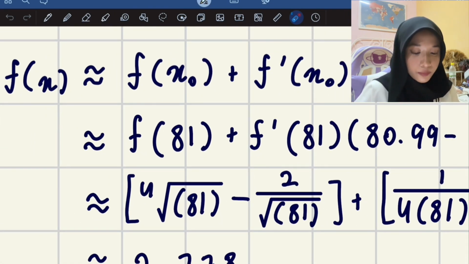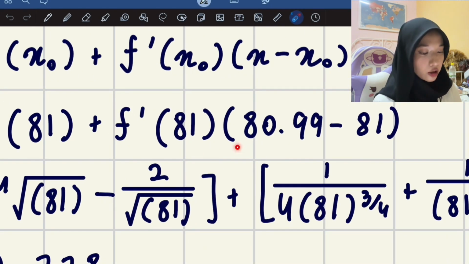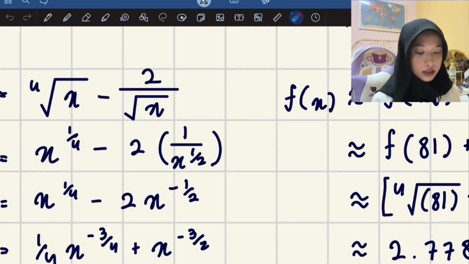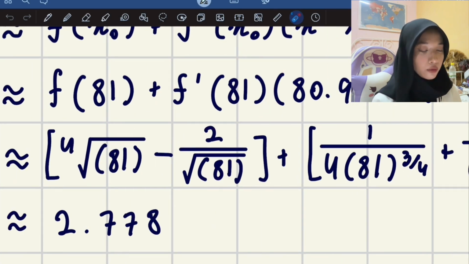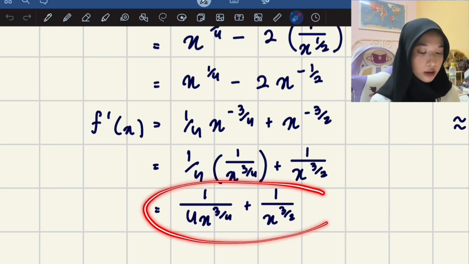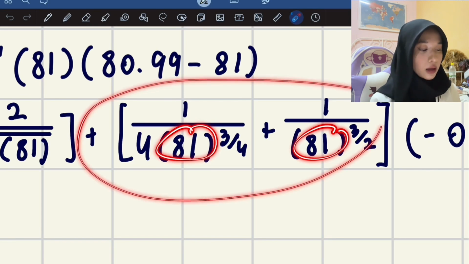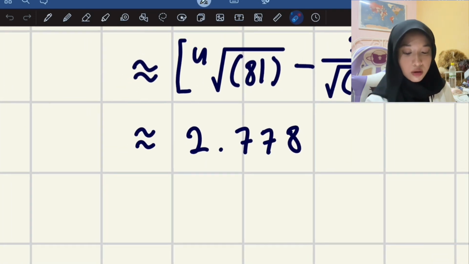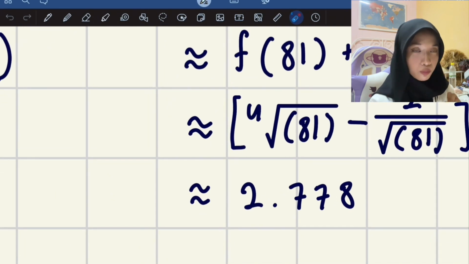With this equation, we should replace the values of x naught and x into the equation. Here, our x is 80.99 minus our x naught, which is 81. So this is our f(x). Now the x in f(x) is replaced with the value of 81, as you see here, plus f prime of 81, which is the differentiated equation f prime x with x replaced with the value of 81. Right, so now 80.99 minus 81 equals negative 0.01. So our final answer is that f(x) approximates to 2.778.